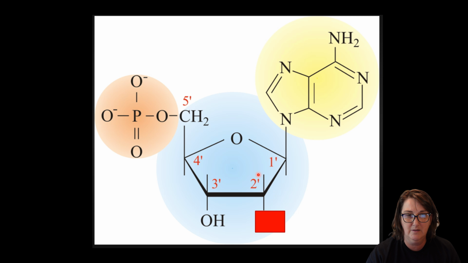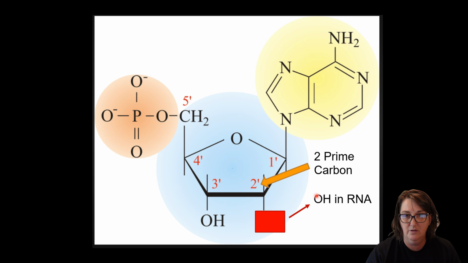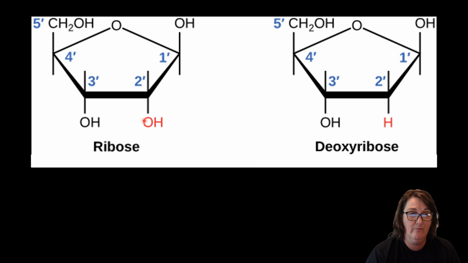The second carbon is the one we need to look at. The second carbon determines whether it's a deoxyribose or a ribose sugar. If I have an OH, I'm going to be a ribose, so it's ribose nucleic acid. If I'm missing the O, then I am DNA, deoxy. Deoxy means there is no oxygen. So deoxyribose is DNA. So here I have ribose. I have my hydroxyl group, my OH group. Here I have deoxyribose. All I have is my H.